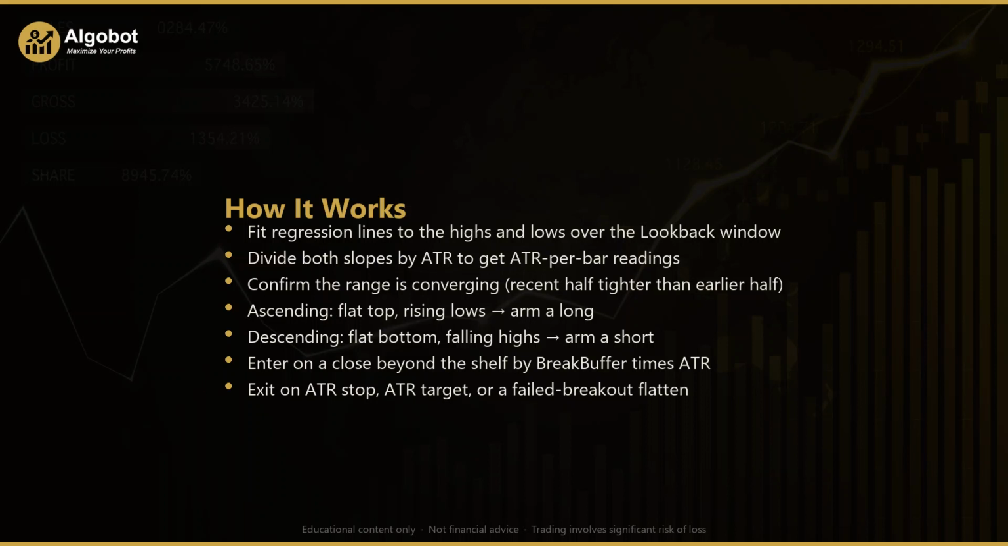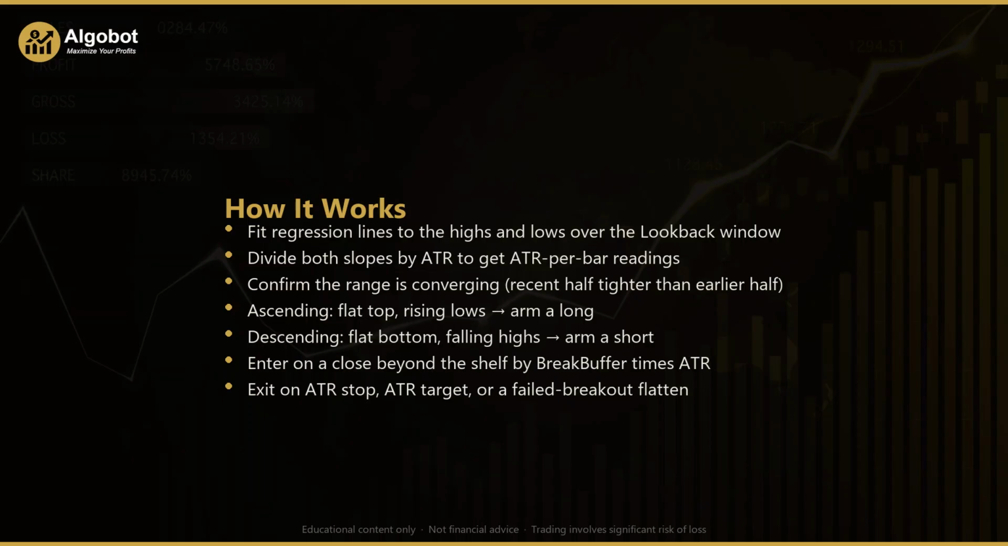Let's walk through the exact logic step by step. On each newly completed bar, the expert advisor looks back over the number of bars set by the Lookback parameter, which defaults to 20. It collects the highs and the lows across that window and fits a least squares line through each set. The slope of the highs line and the slope of the lows line are then divided by the average true range, giving two normalized readings measured in ATR per bar.